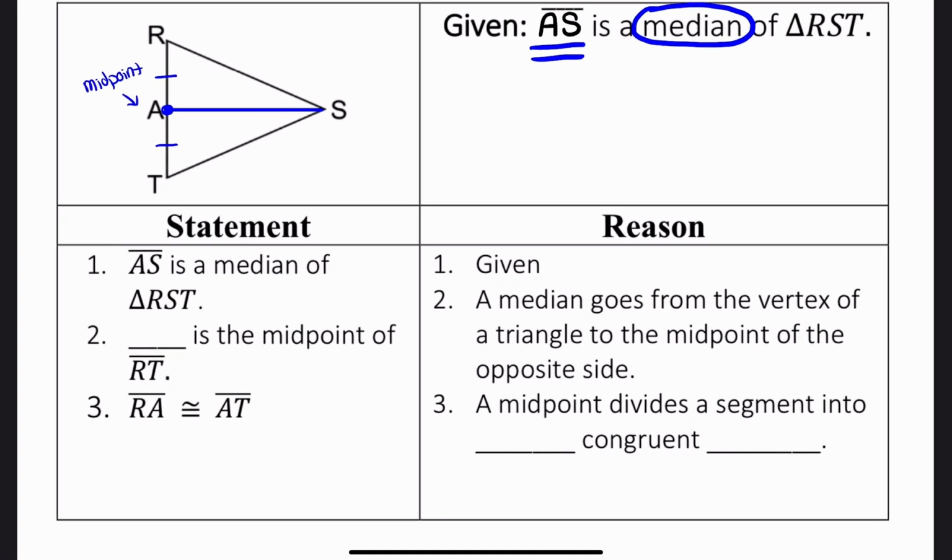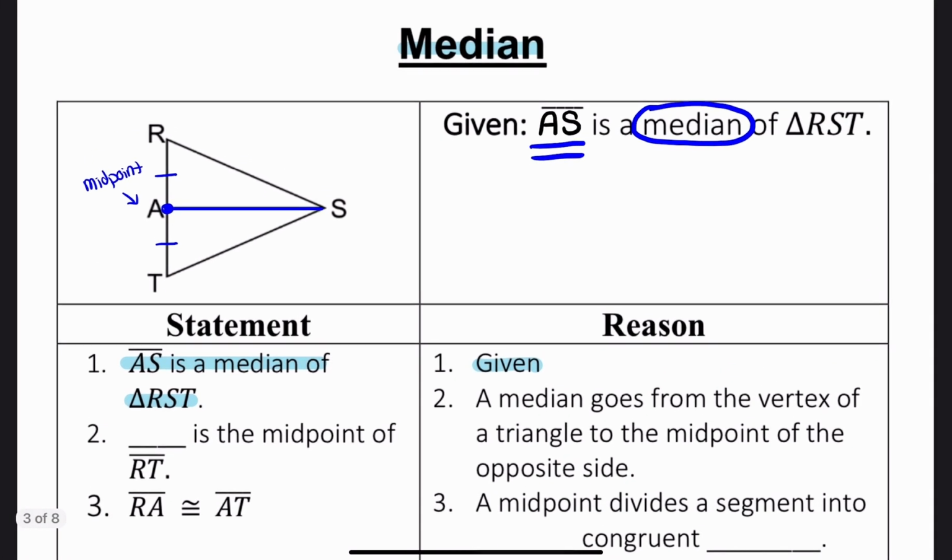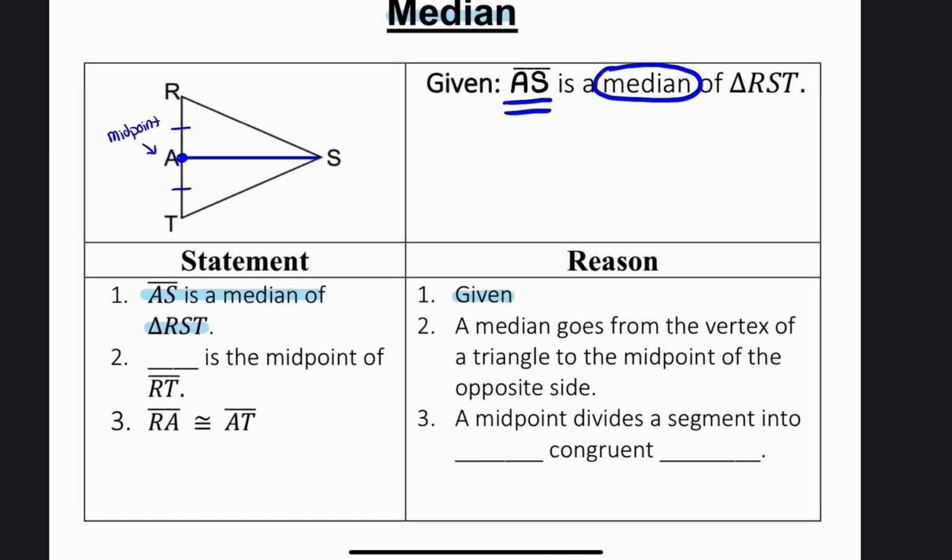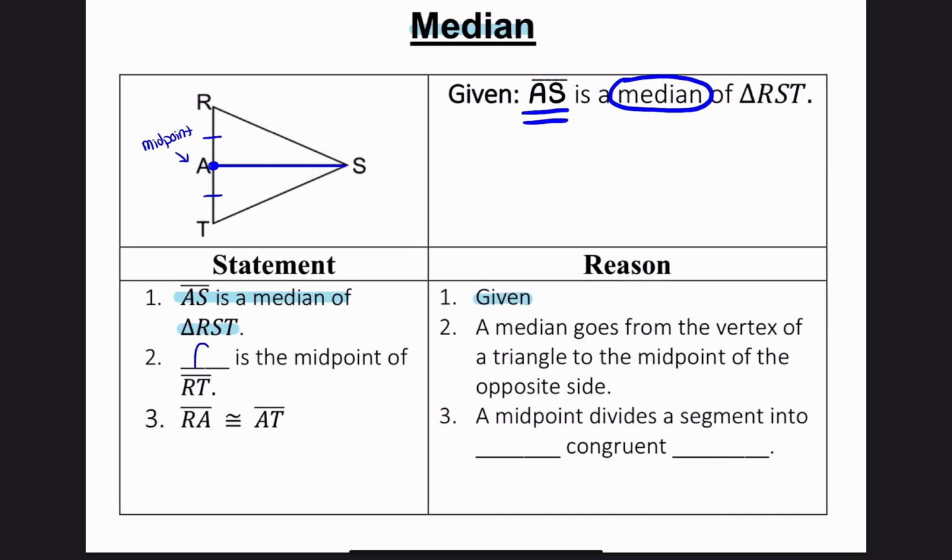We start with AS is the median of RS, and that was given, okay? Next, we have to define what the midpoint is, and we now know that A is the midpoint of RT, right? And this is just the definition of a median. A median goes from the vertex of a triangle to the midpoint of the opposite side.